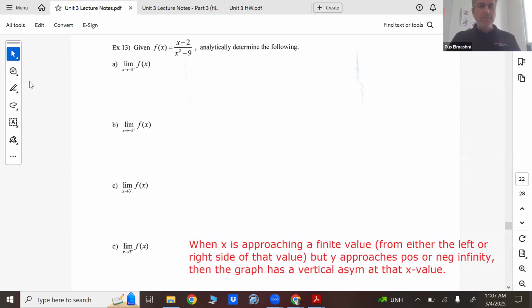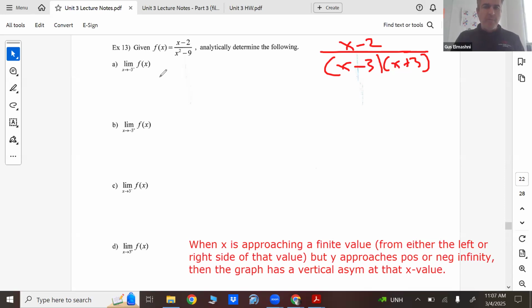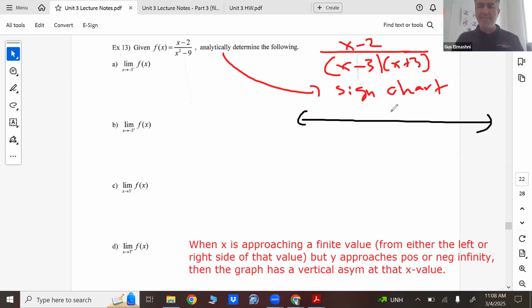Okay, so I'm not sure how we would do this analytically necessarily. But what I do know, actually, I do know this analytically. I lied. Analytically, sign chart, guys. Remember sign charts? Oh yeah, they come back with a vengeance in calculus. So get used to them. All right, let's do it.